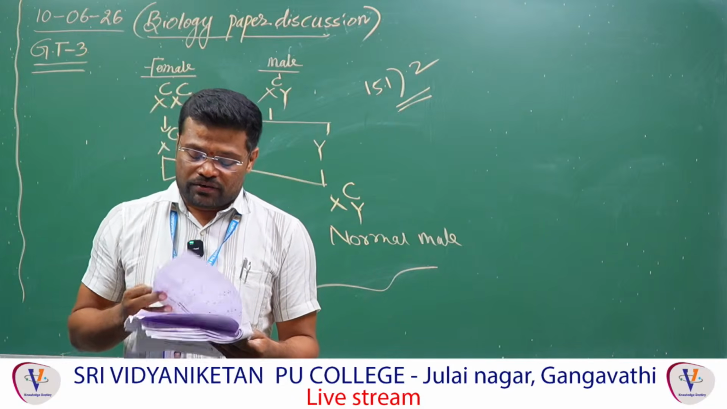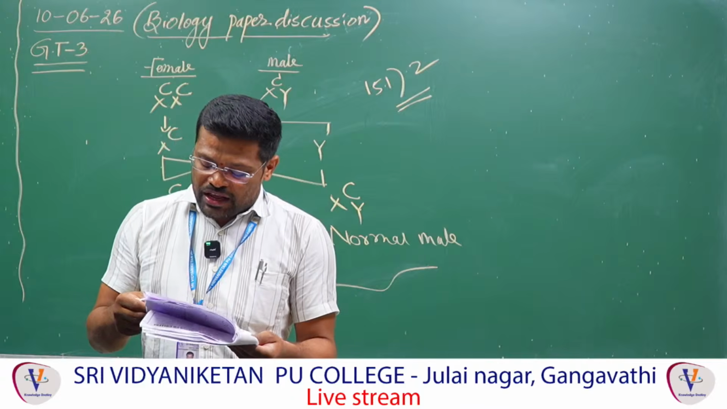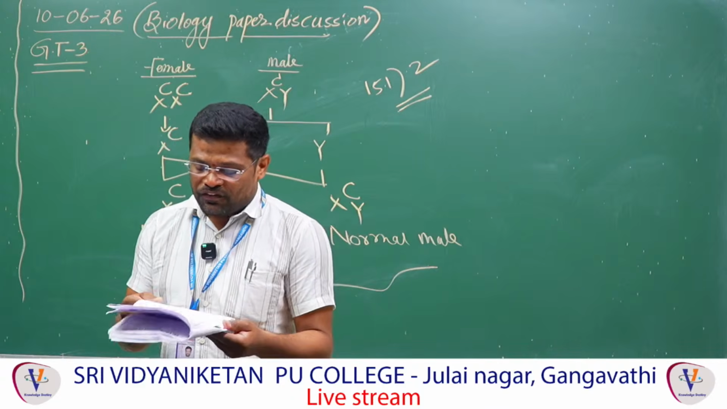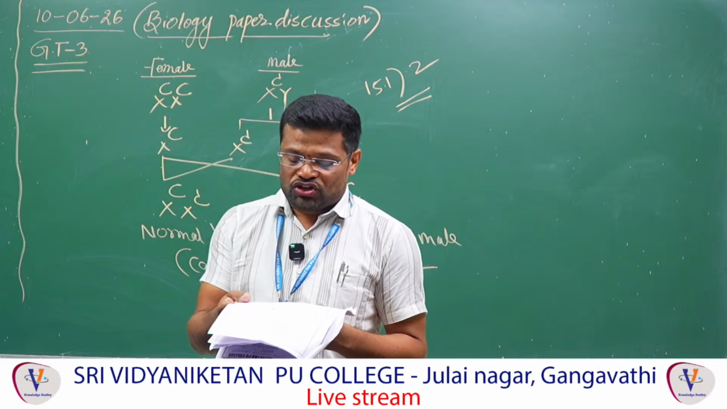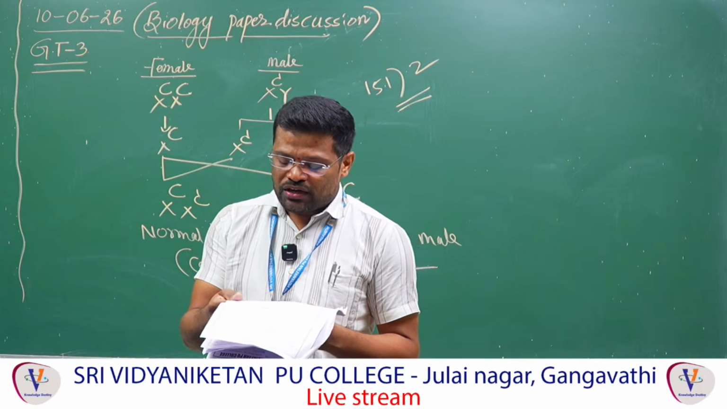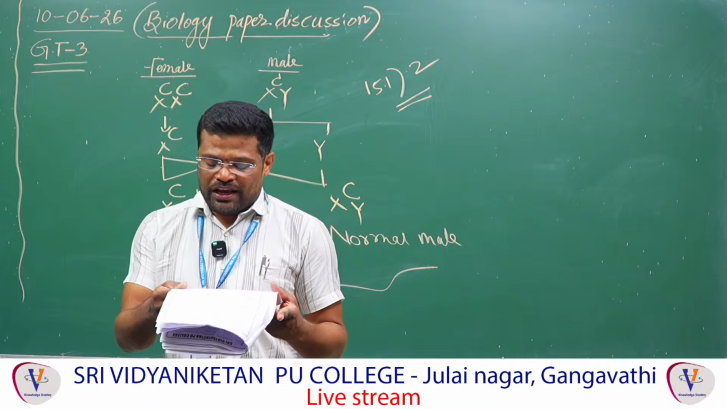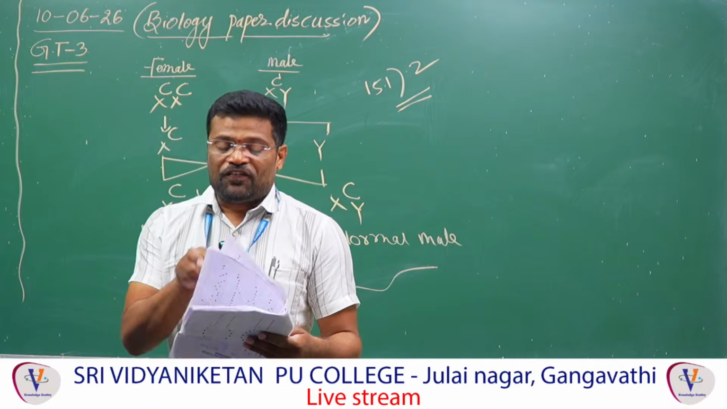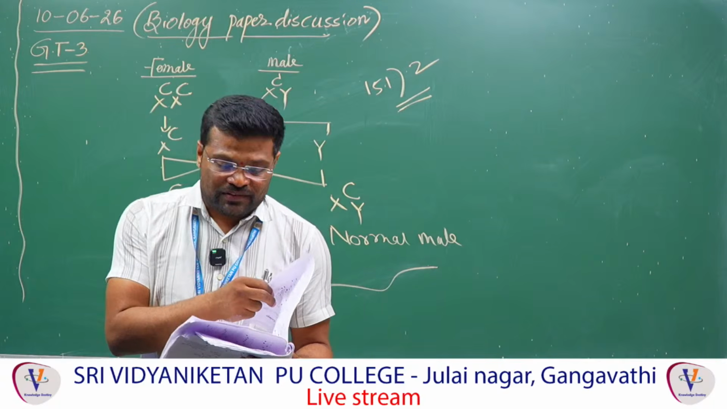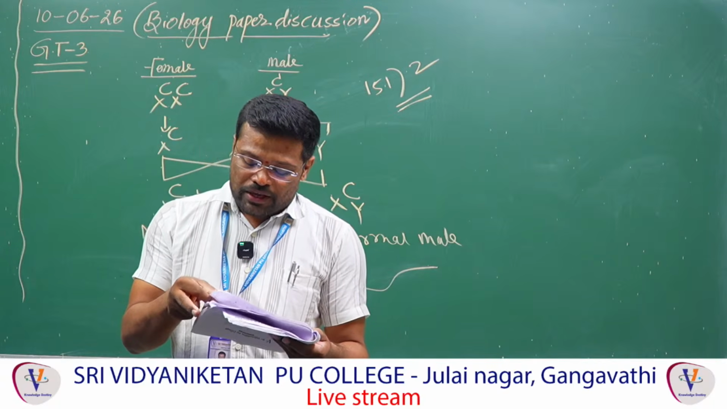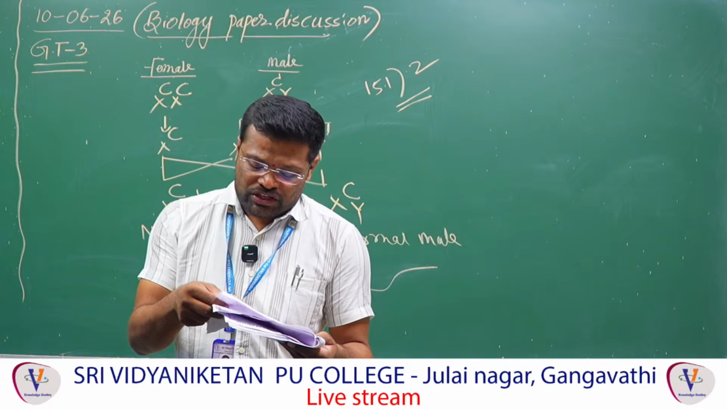And 167. So they have given A, B, C, D, E and F options. A, capacitation of sperm. B, insemination. C, gastrulation. D, blastulation. E, implantation. And F, fertilization. It means which event will occur first. Obviously, B will occur first, insemination.